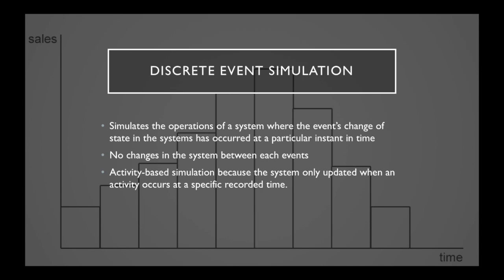Discrete event simulation simulates the operations of a system where the event's change of state in the system has occurred at a particular instant in time. Basically, events that are countable. There are no changes in the system between each event. It is an activity-based simulation because the system only updates when an activity occurs at a specific recorded time. So it tracks the event and when the event occurs and not the time.